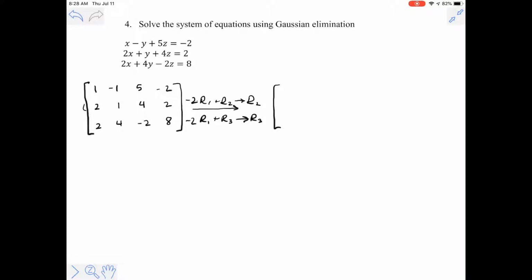So starting here, I'm going to multiply row 1. And then if I add that to row 2, I'm going to get 0. And then here I'm going to get 2 plus 1, which is 3. Here I'm going to get negative 10 plus 4, which is negative 6. And here I'm going to get 4 plus 2, which is 6. Now when I combine this with row 3, I'm going to get 0. And there I'm going to get 2 plus 4, which is 6. Here I'm going to get negative 10 minus 2, which is negative 12. And here I'm going to get 4 plus 8, which is 12.